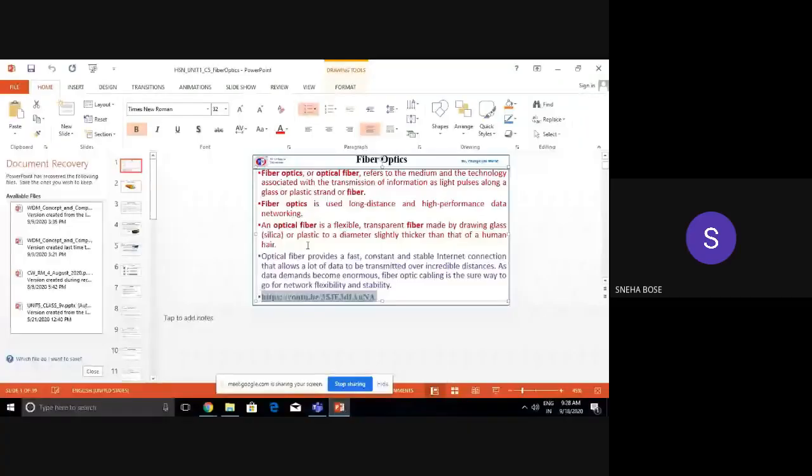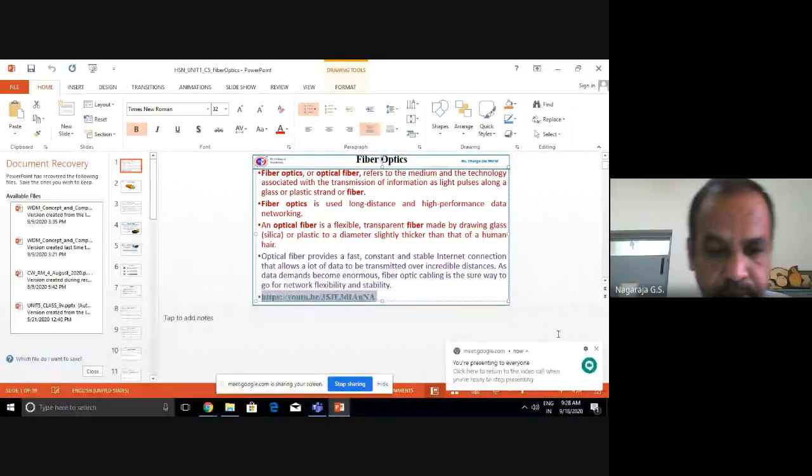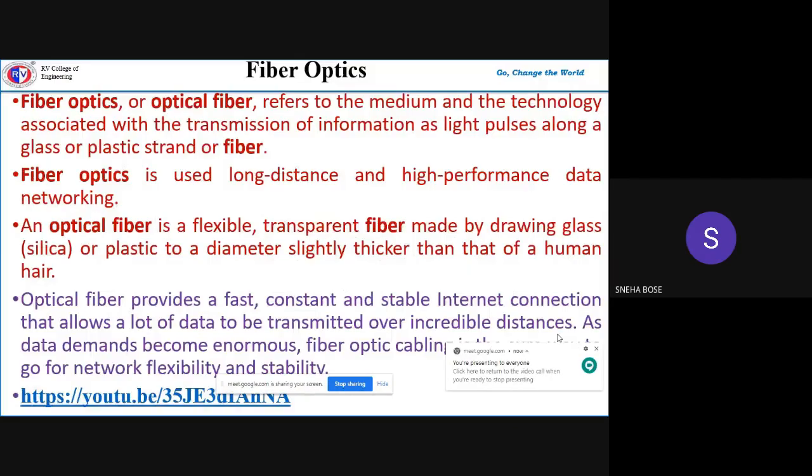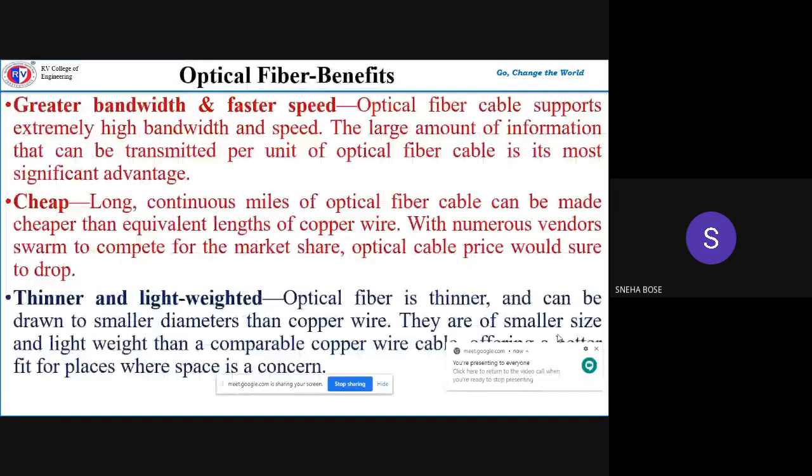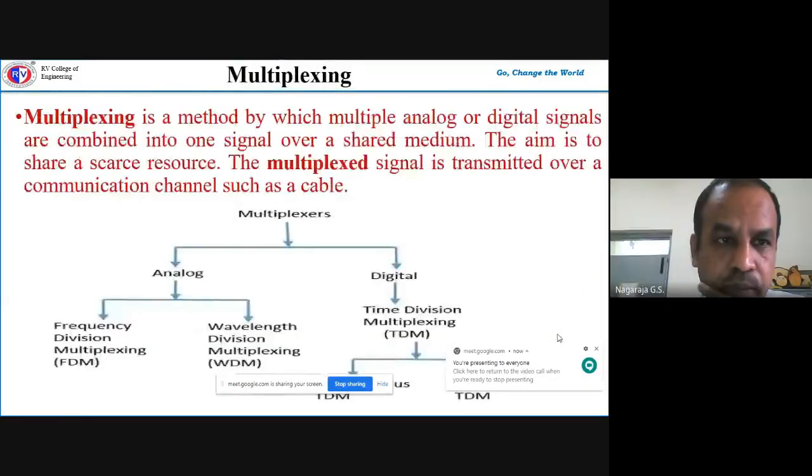Are you able to see the slides? No, sir. No, the screen is not visible. One minute, I think they are not presented. I think now? Yes, sir. Yeah, yes.